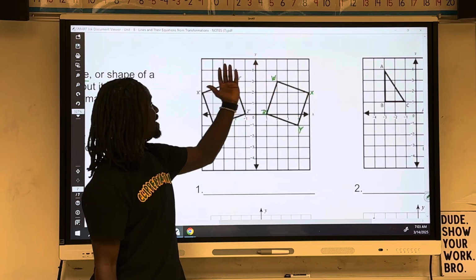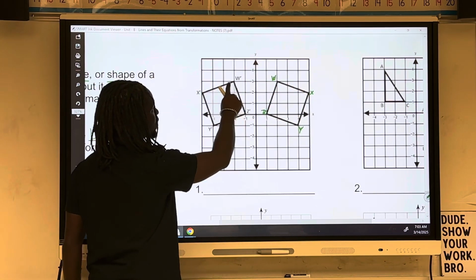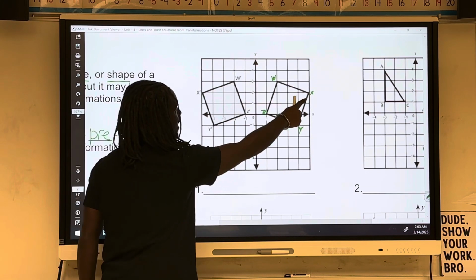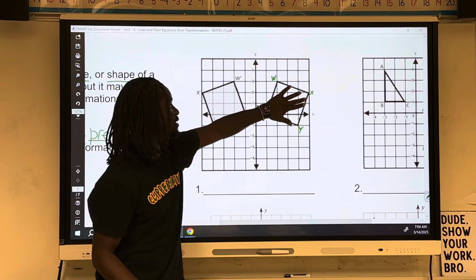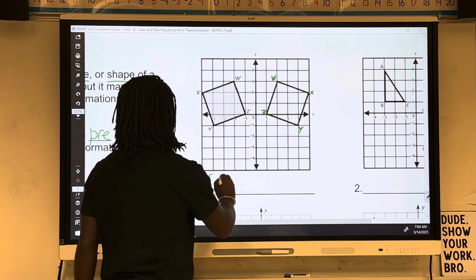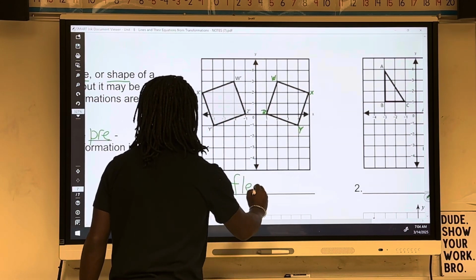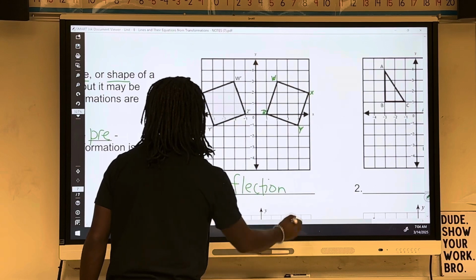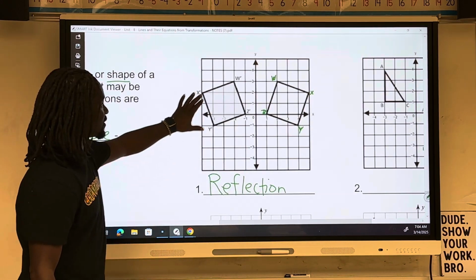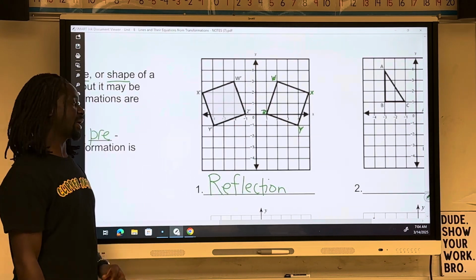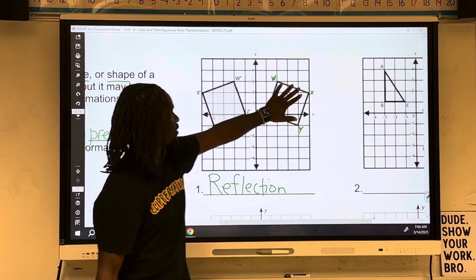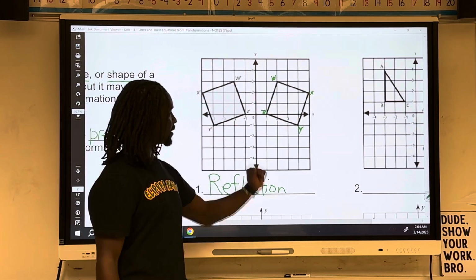And again, W was on the left, now it's on the right. X was on the right, now it's on the left. And so we can see that this is a reflection. A reflection has occurred here, and it has been reflected over the y-axis. It was here, and it's been reflected there.